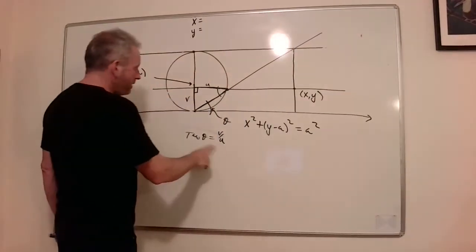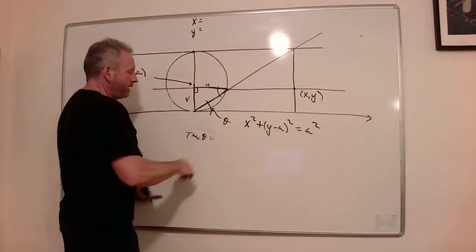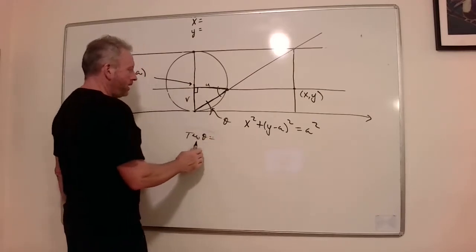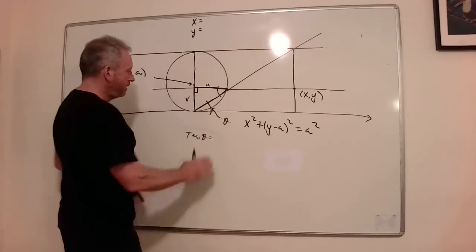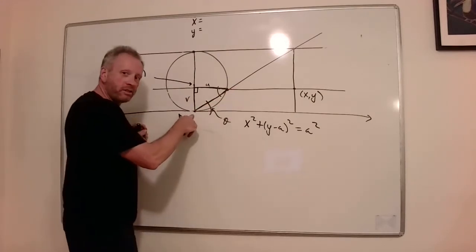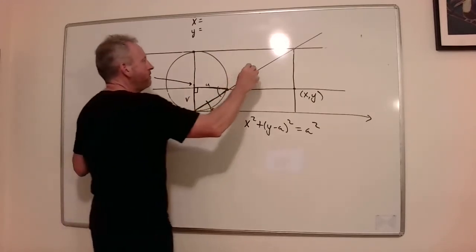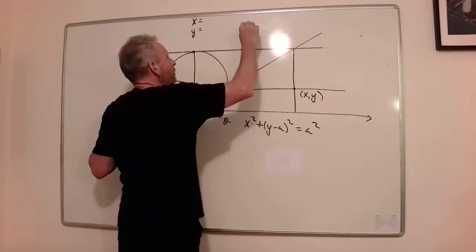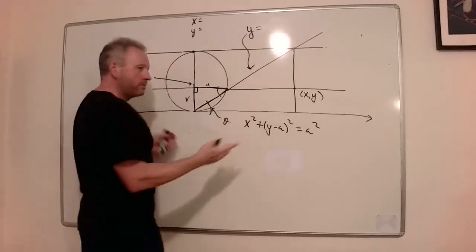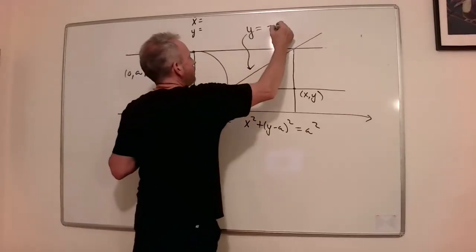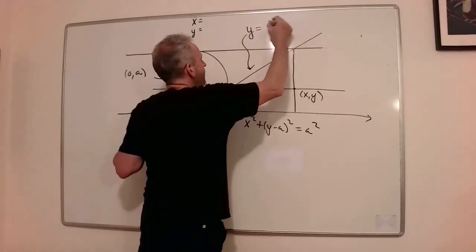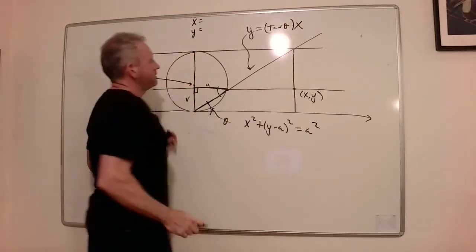So this is making me think of the slope of the line. Well, that's exactly what it is. So this is the slope of the line. Well, then I can write the equation of this line. As a matter of fact, since it goes through the origin, the equation of this line right here is y equals mx, but the slope is the tangent of that angle. So y equals tangent of that angle times x.